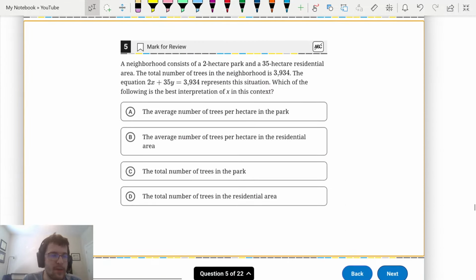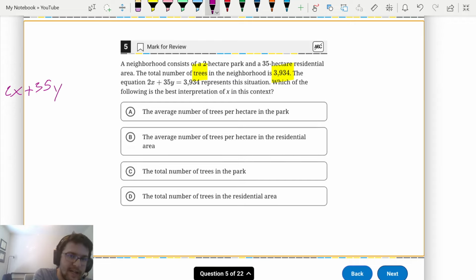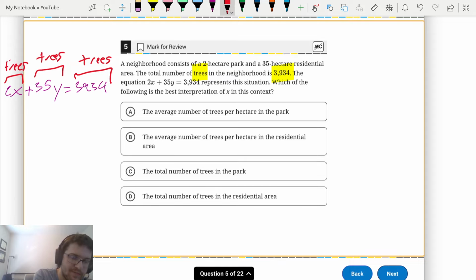So the neighborhood consists of a 2-hectare park, 35-hectare. Okay. So this guy has units of trees. So every term in the equation has to have the same units. So if this has units of trees, that must mean this guy has units of trees, and this guy has units of trees. Okay.